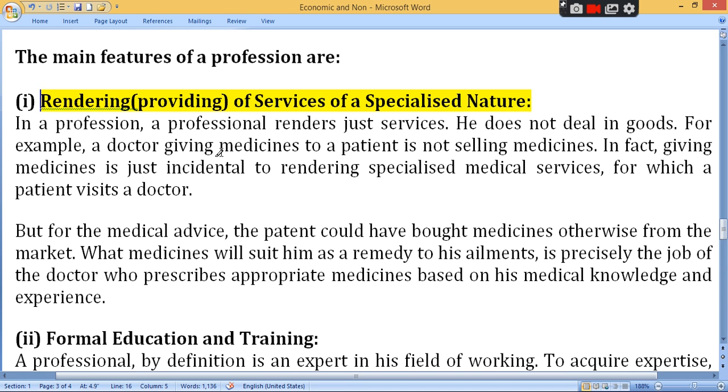Expert service provider. Clear? So a doctor giving medicine to a patient is not selling medicine. In fact, giving medicine is just incidental to rendering specialized medical services. Clear? So it is medical advice; the patient could have bought the medicine otherwise from the market. Clear? So they are providing specialized service according to their skill, like professors, doctors, lawyers, chartered accountants.